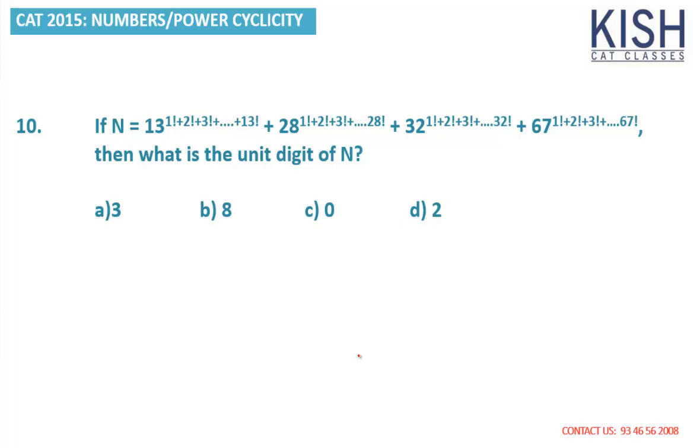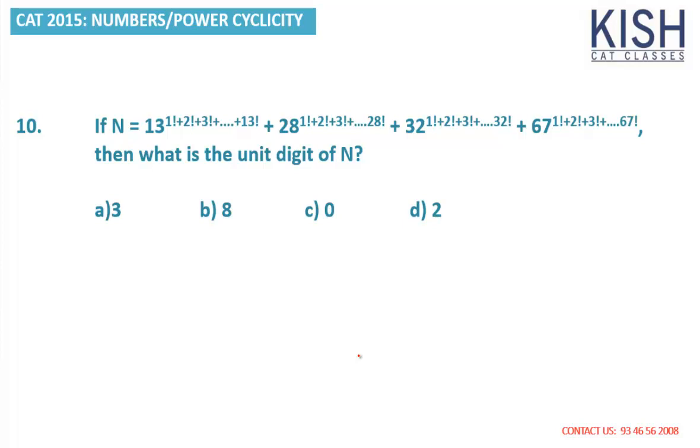Now what is this? 13, 28, 32, 67. There is no relationship. These are not consecutive numbers, and they are not special numbers also. They are not even prime numbers. They are not very special numbers. Since these are random numbers, what happens next time if, instead of 13, we get 23, instead of 28 we get some 37, and instead of 32 we get, let's say, 81? So we probably make different ones.